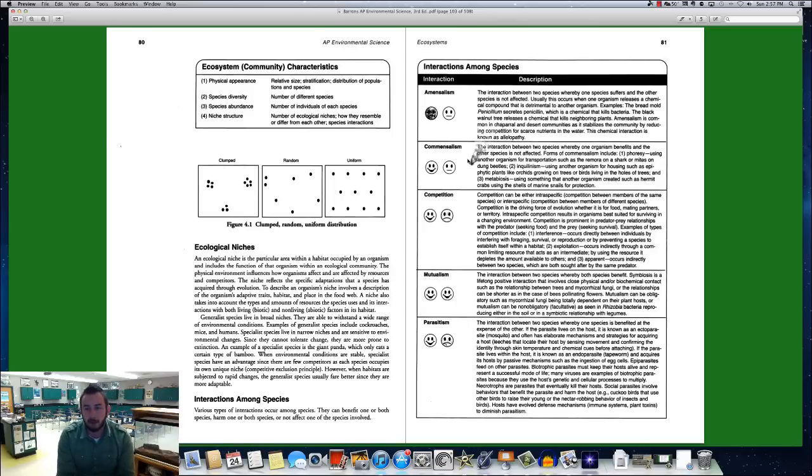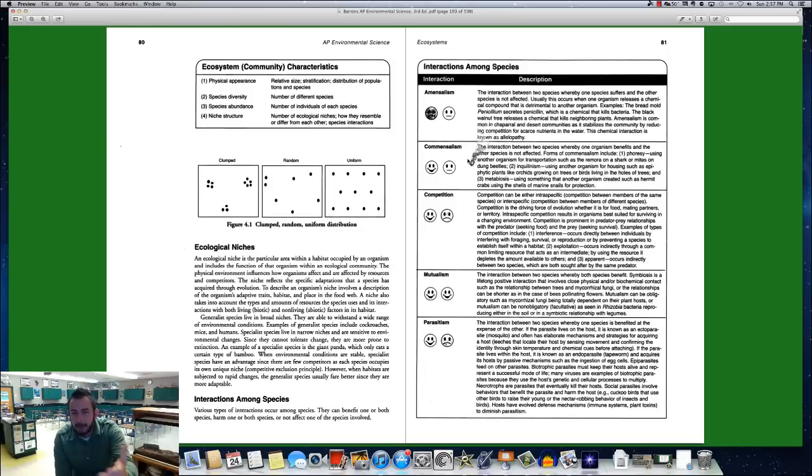Competition you're probably familiar with. We already talked about that before. It can be either intraspecific competition between members of the same species, like two deer battling it out for mating rights to a female, or it can be interspecific competition, a bear and a wolf fighting over access to the ability to kill and eat the deer. So those are two different types of examples there.